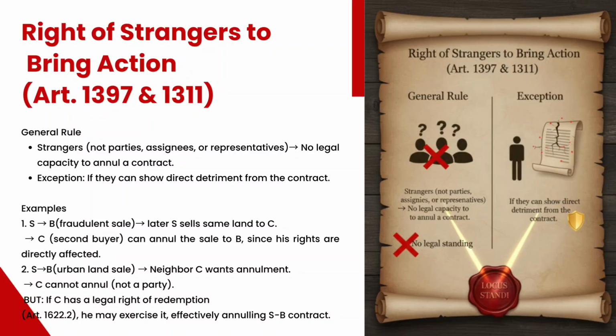2. S sold a piece of urban land to B. On grounds provided by law, S or B can bring an action to annul the contract. But C, an adjoining owner of S, cannot ask for the annulment of the sale, as C is not obliged principally nor subsidiarily under the contract. However, C may question the sale if under the law, Article 1622.3, he has a right of redemption, i.e., the right to repurchase the property from B. In this case, C would be prejudiced if the sale is not set aside.